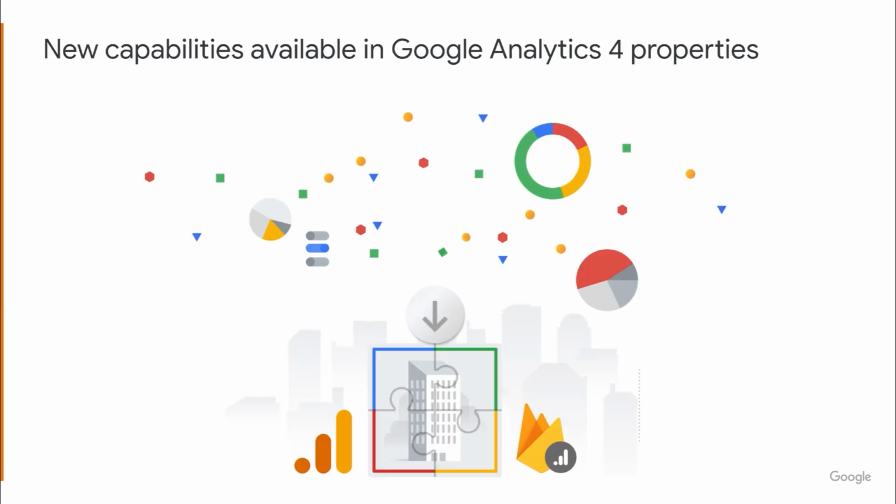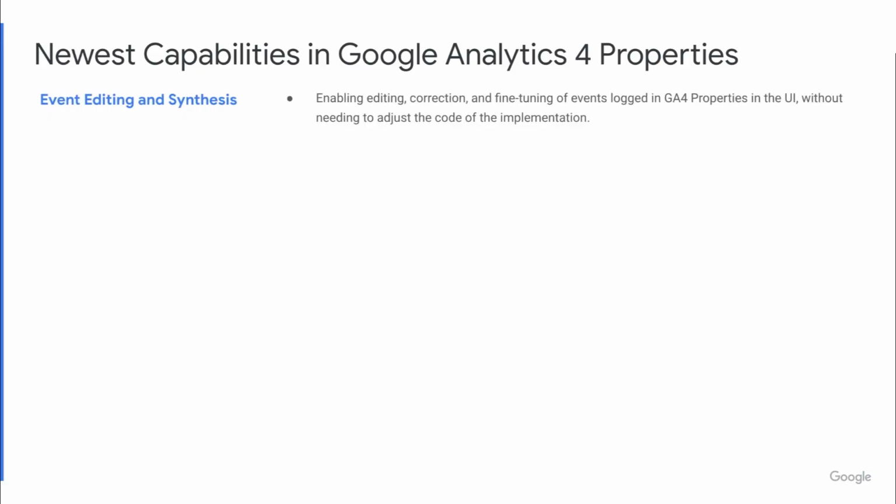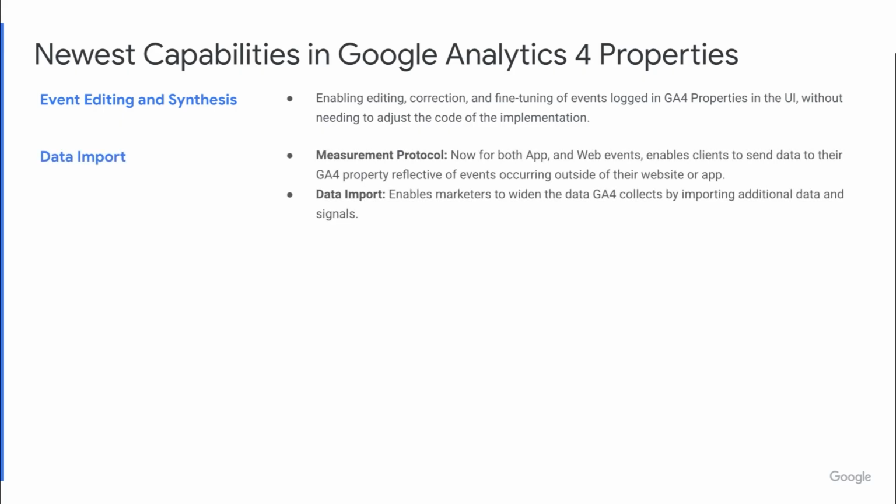So with that, let's talk a little more about the features you'll find in the new Google Analytics experience. There are several new and exciting features that are now available in Google Analytics 4 properties. First, event editing and synthesis. This allows you to modify and collect new events and conversions without writing code. You can do this within the UI. Next, we have data import. And these capabilities have been expanded with both the measurement protocol, which is now available for app and web events, and with dimension widening, so you can use data that you can upload directly.